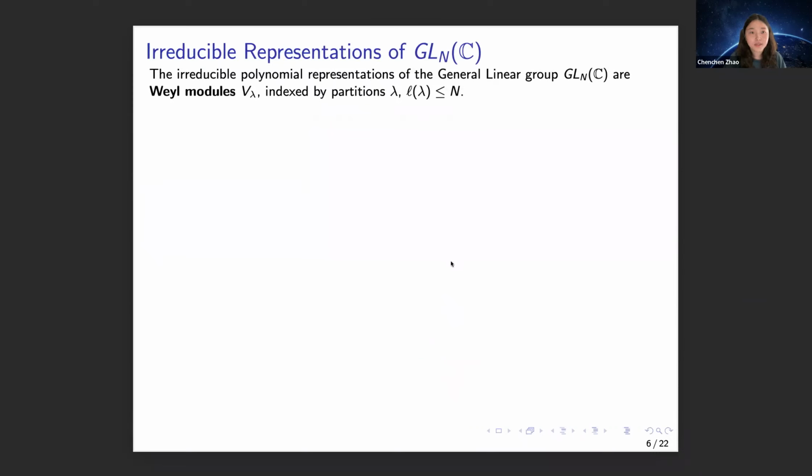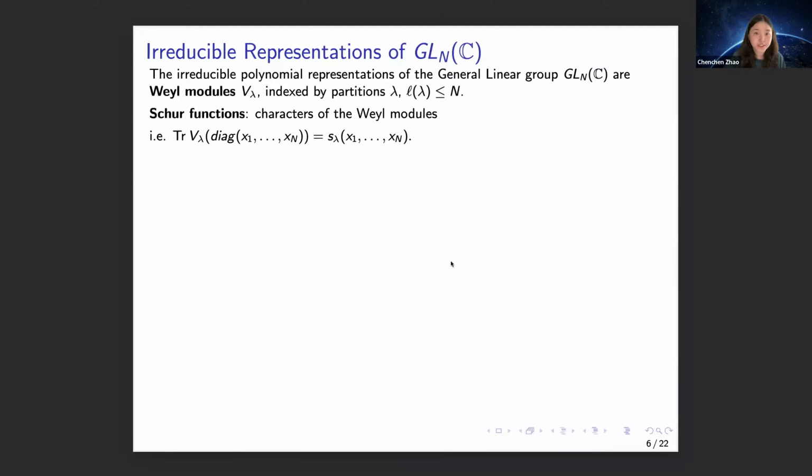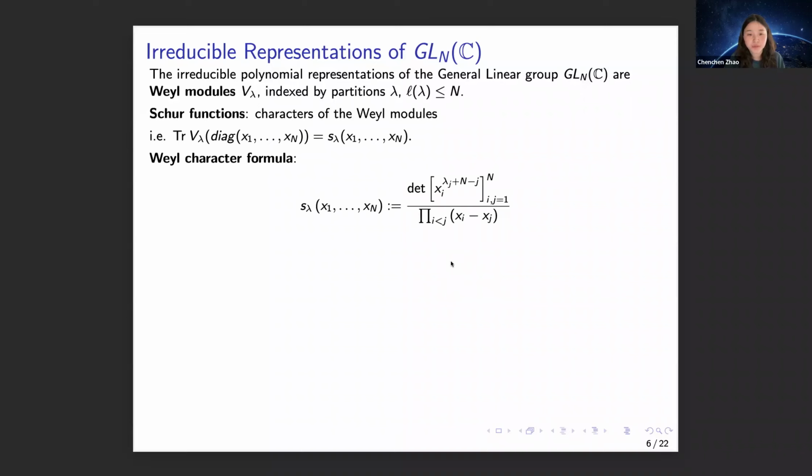And irreducible representations of the general linear group are Weyl modules. They are also indexed by partitions, but this time we have no limitations on the size of the partition. Instead, the only restriction is that their length is less than or equal to n. And the Schur functions are the characters of these Weyl modules.